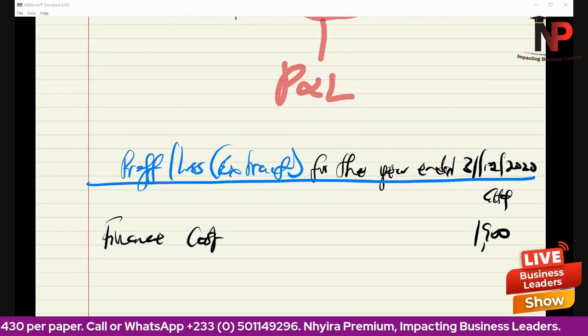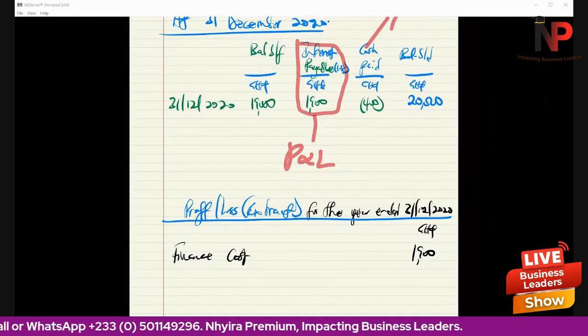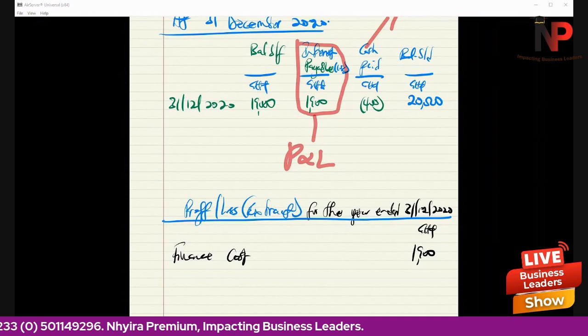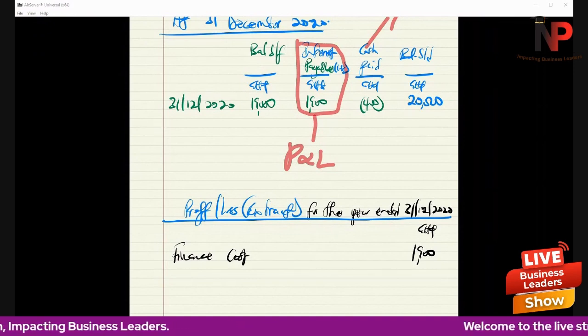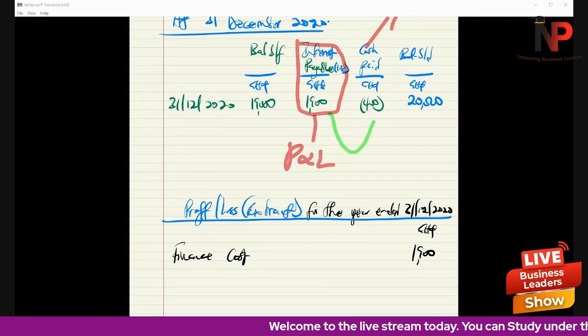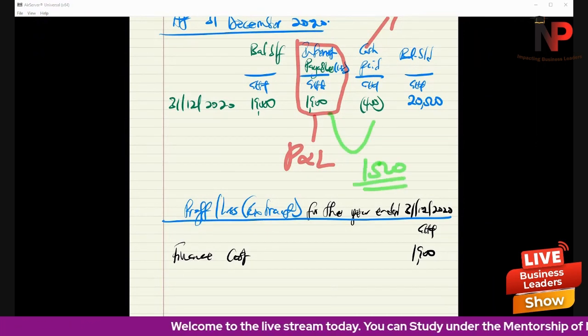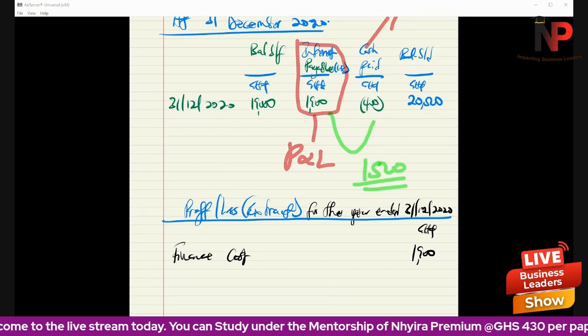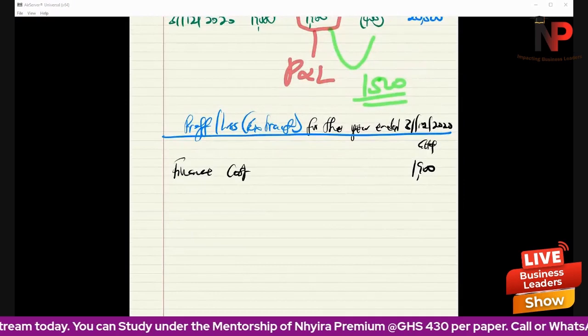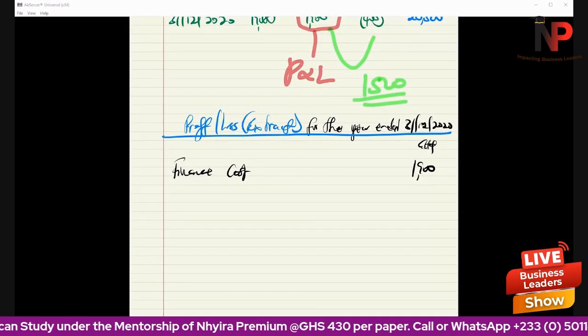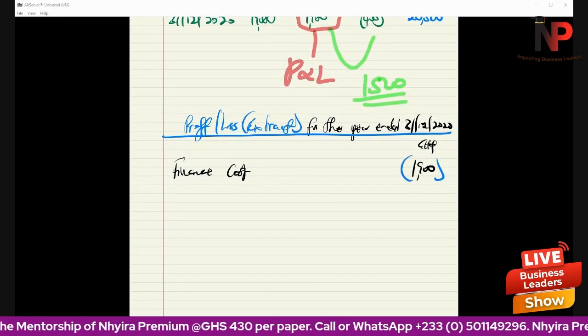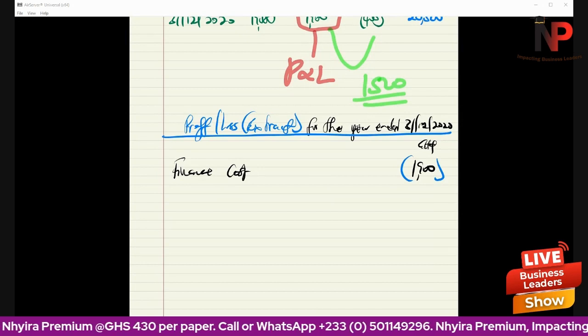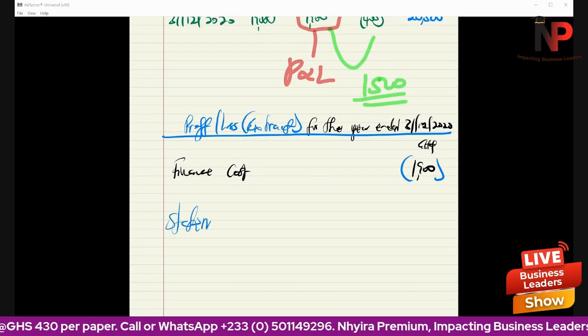So again, assuming we are preparing an extract financial statement and they had recorded 400 in the P&L account, then when we come, the excess amount, which in this case will be 1,500, is what we will add to finance cost. Again, it's an extract, so you can put it in brackets or leave it like that. Then we go to the statement of financial position.